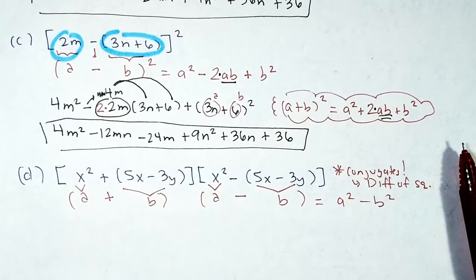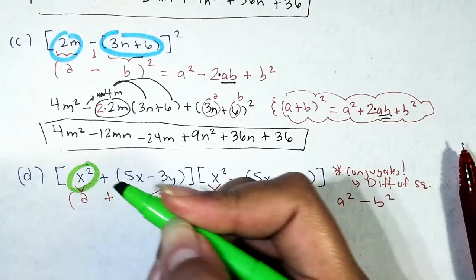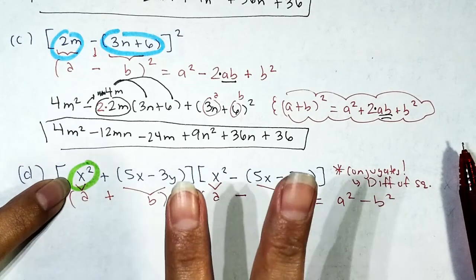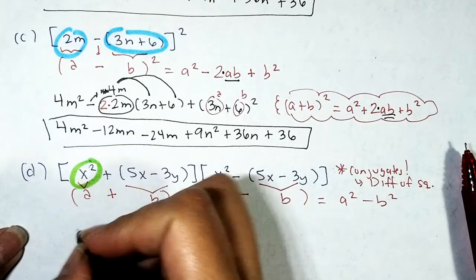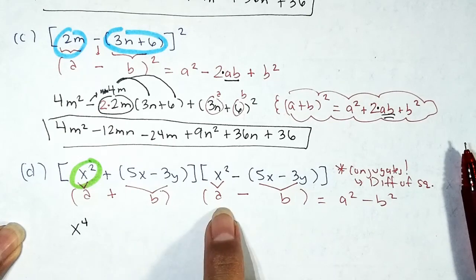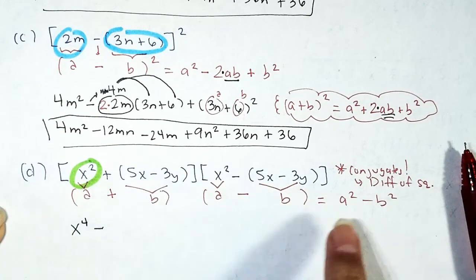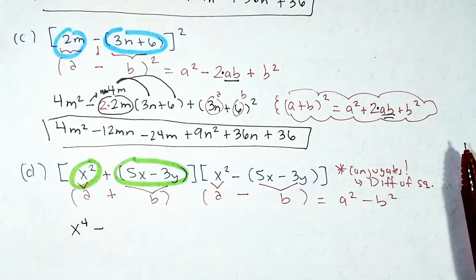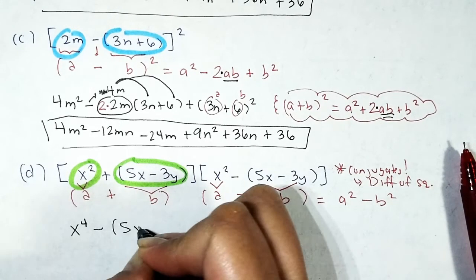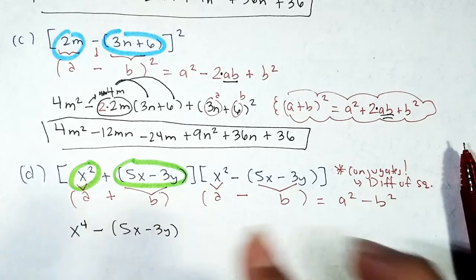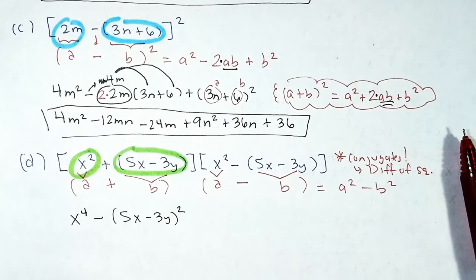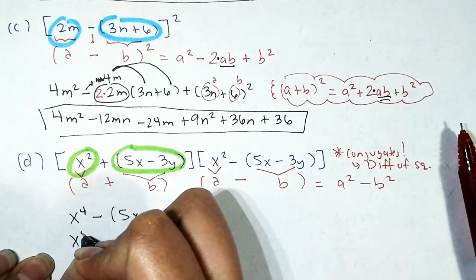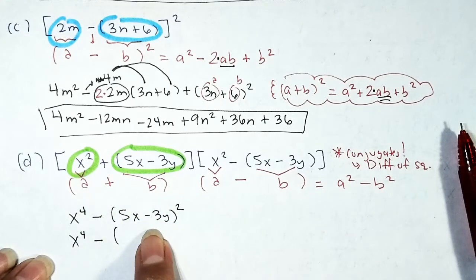So let's go ahead and take that a. Okay, so before the operation, we see an x squared. That's our a. So a squared. We take x squared and square it. X squared times x squared will give us x to the 4th. So minus b squared. So we're going to take that b, which is whatever we see after the operation, 5x minus 3y, and square it. Okay, a squared minus b squared. So let's go ahead and quickly square this binomial, and then we'll bring down the rest of the problem. So we have x to the 4th minus whatever the square of 5x minus 3y is.